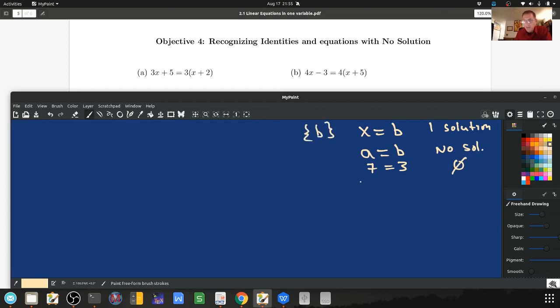In the final, there's two possibilities. We have x is equal to x. They're identical. So the solution set is all real numbers. Or we have something like 7 is equal to 7. Again, the solution set is every real number. The first situation, the equation is called contingent.